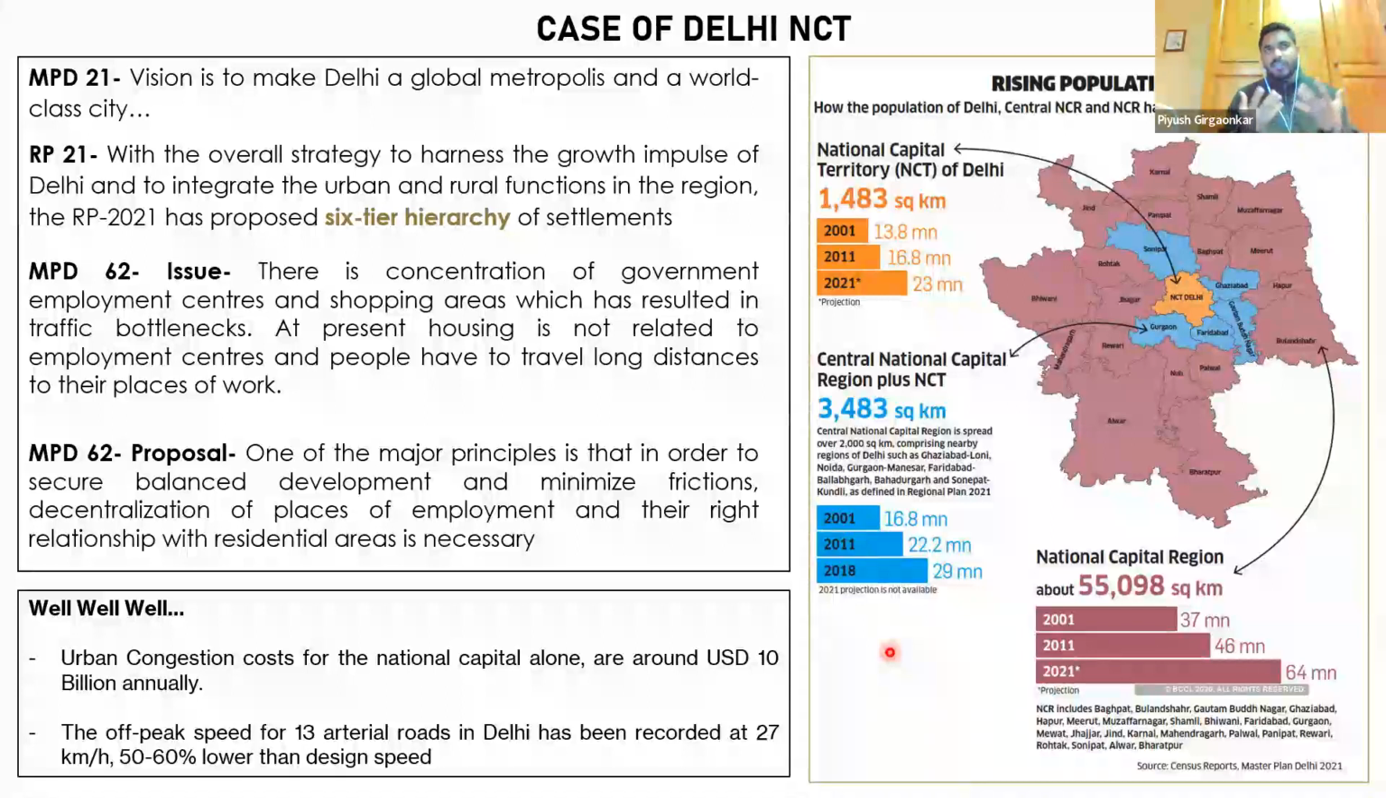And if we carefully decode the arterial roads that were planned in Delhi, they were recorded at 27 kilometers per hour speed, which is actually 60% lower than the speed for which they were designed. So this is the case when planning is not supported with implementation, and especially on a regional scale, like the National Capital Region, or in fact, even in the case of the National Capital Territory.